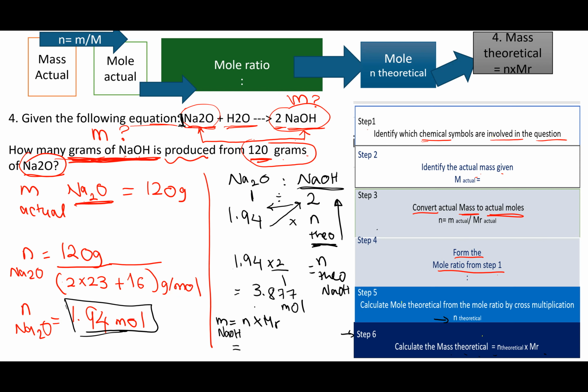Therefore, I'm going to put my n that I found in the step before, over here, and that would be 3.877 moles multiplied by the Mr of sodium hydroxide, which would be 23 for sodium, 1 for hydrogen, and 1 for oxygen. And then I'm going to multiply these together. Your final answer would be in grams, so you give that to 2 significant figures.